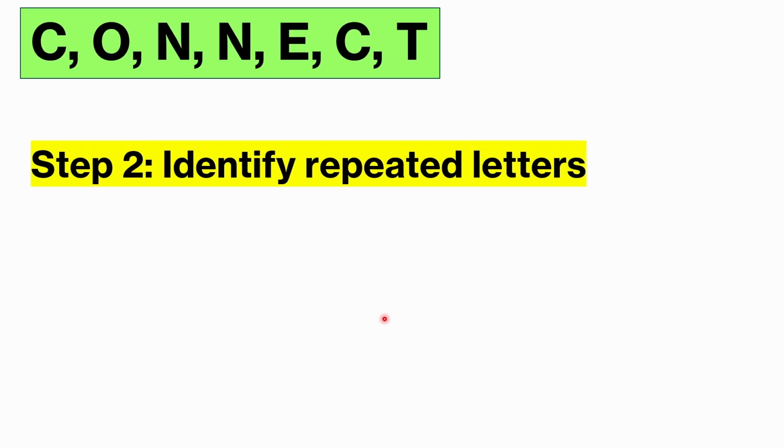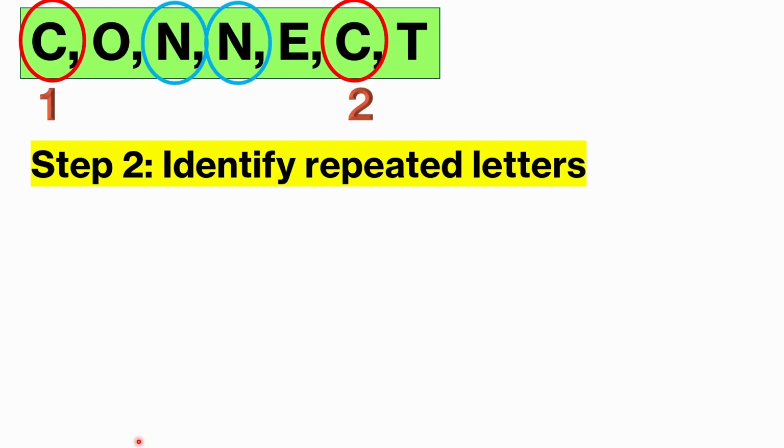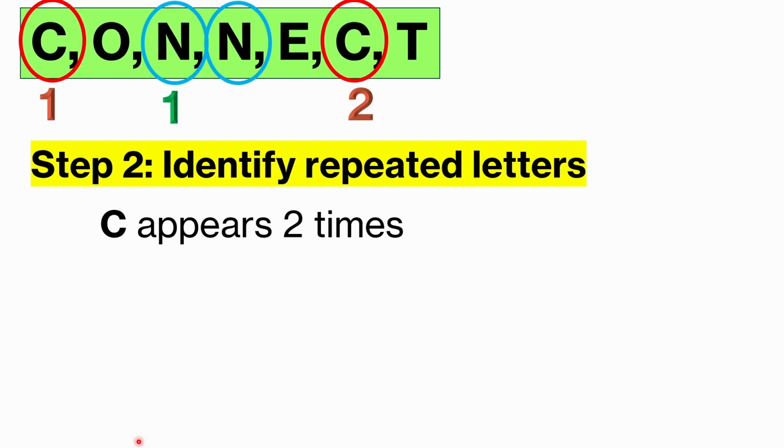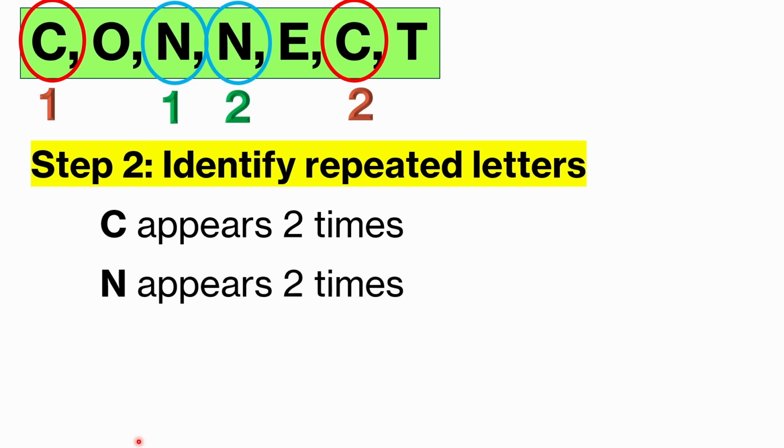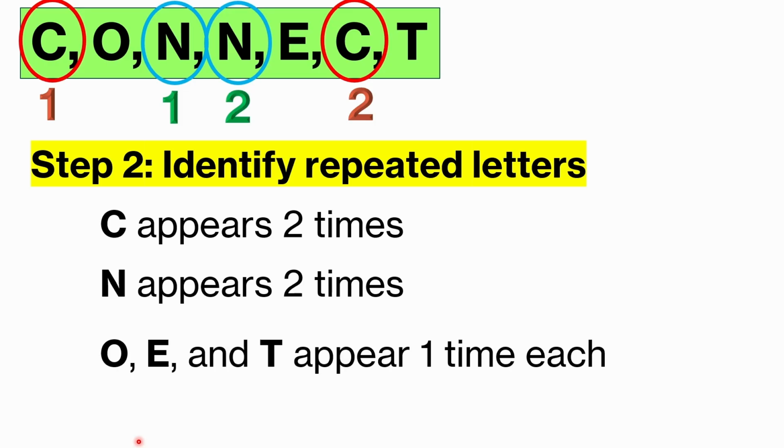And for step number 2, let's identify repeated letters. In the word connect, our repeated letters are C and N. C appears 2 times, and the letter N appears 2 times, while O, E, T appear 1 time each.